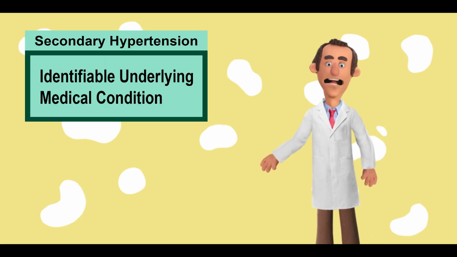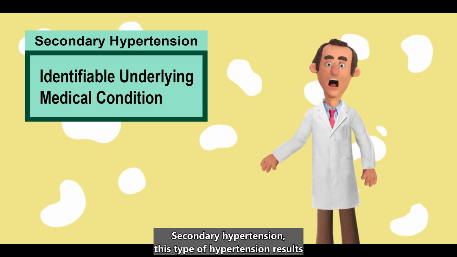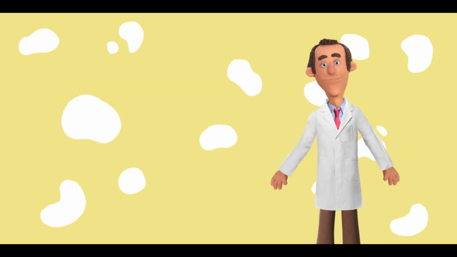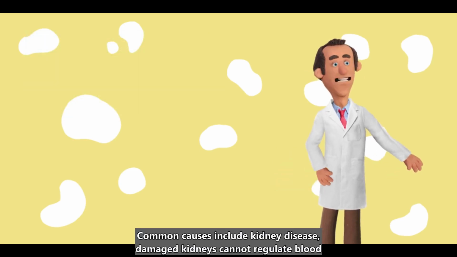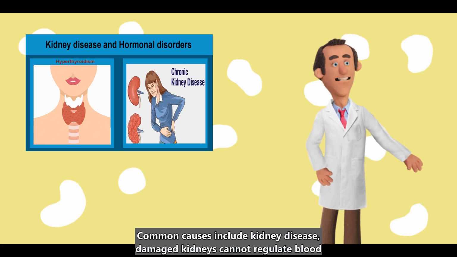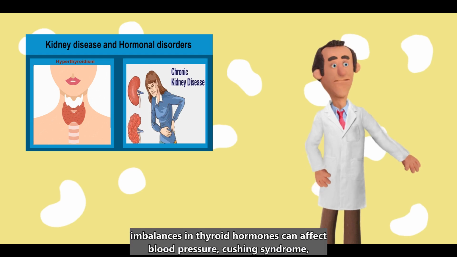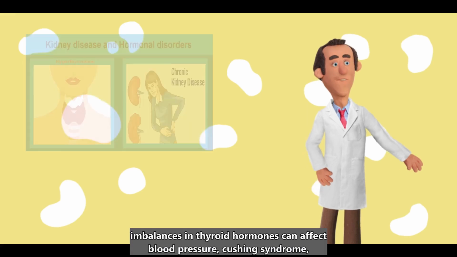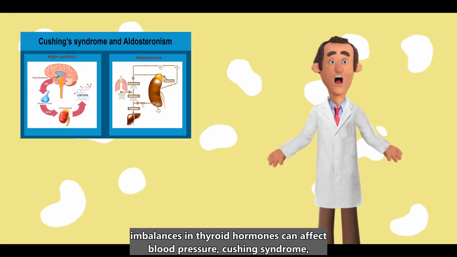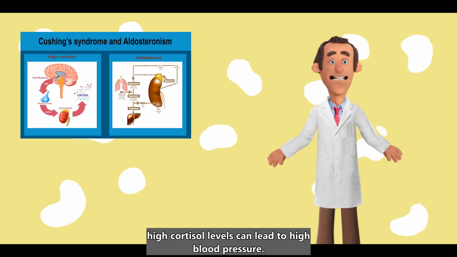2. Secondary hypertension. This type of hypertension results from an identifiable underlying medical condition. Common causes include kidney disease: damaged kidneys cannot regulate blood pressure effectively. Hormonal disorders, hyperthyroidism or hypothyroidism: imbalances in thyroid hormones can affect blood pressure. Cushing's syndrome: high cortisol levels can lead to high blood pressure.